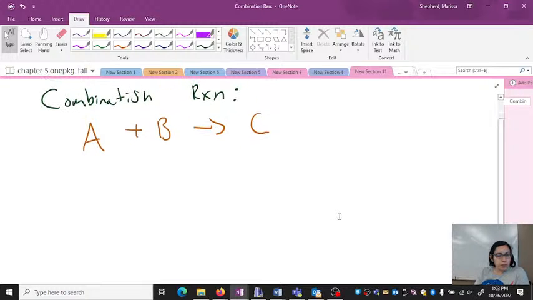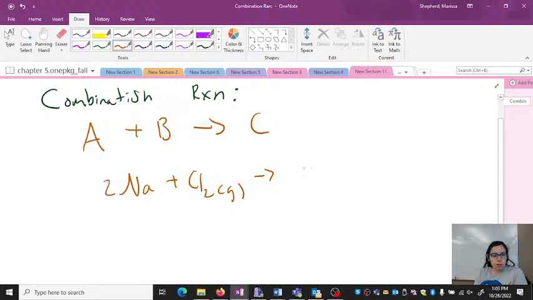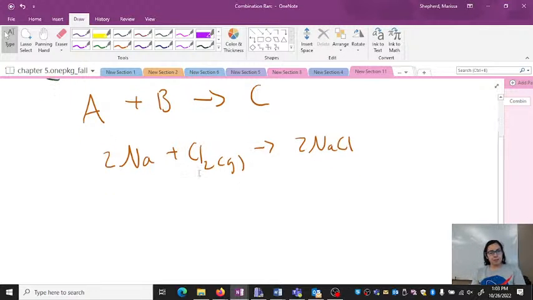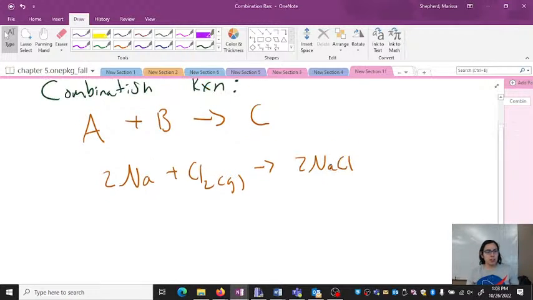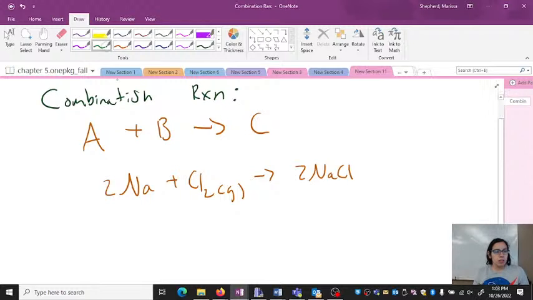And so there's a few examples you could use. The one that's given in your packet is reacting 2 equivalents of sodium plus your chlorine gas to give you sodium chloride. And of course it can be any combination of things adding together. And so let's look at the other type.